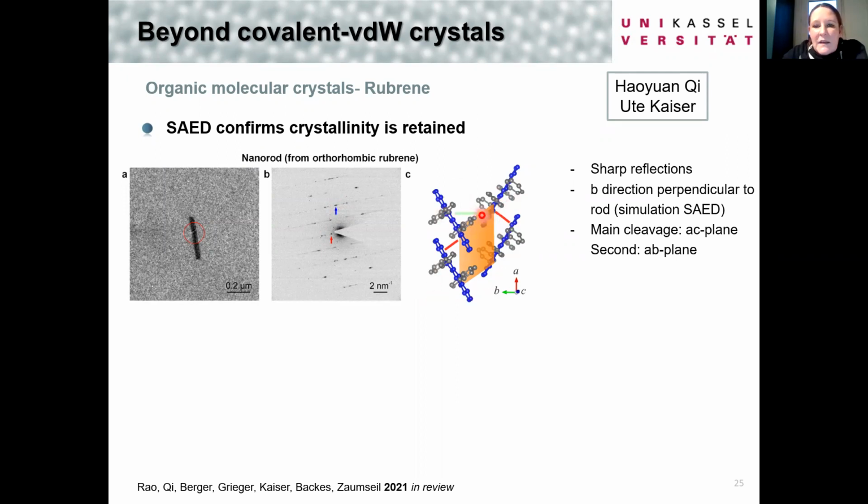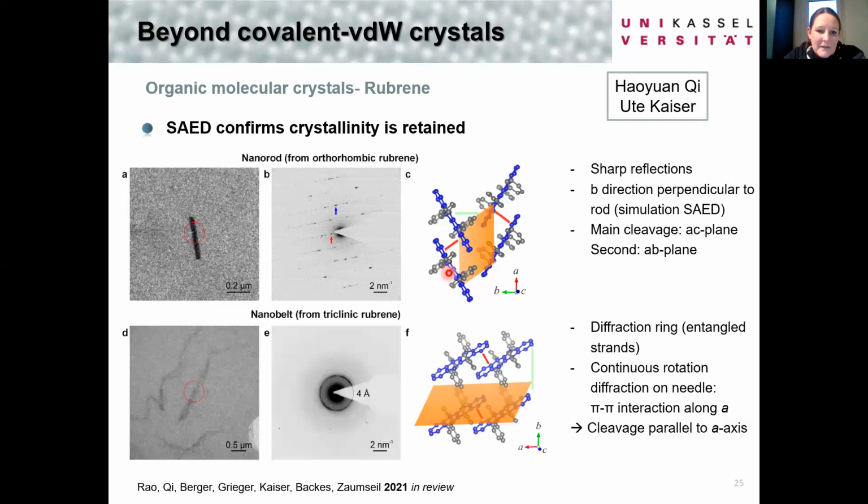So it's held together by these stronger pi-pi interactions. So one is in the AC plane, so going like this, but there is another one then going like this, where there's also no pi-pi interaction between the sheets.